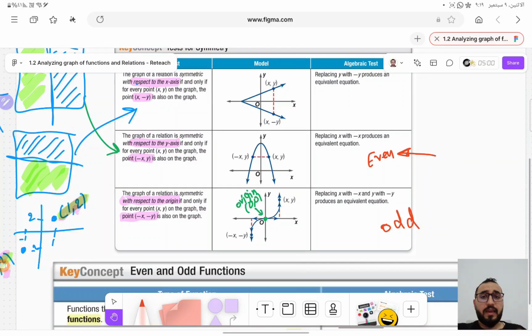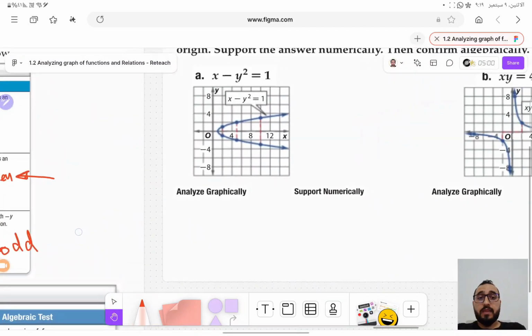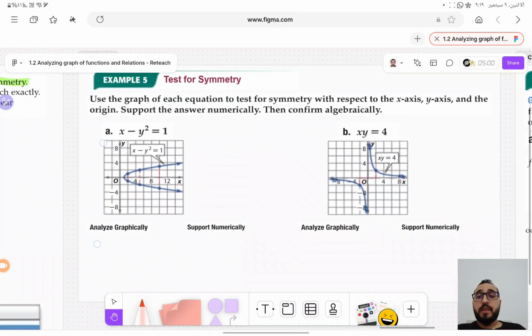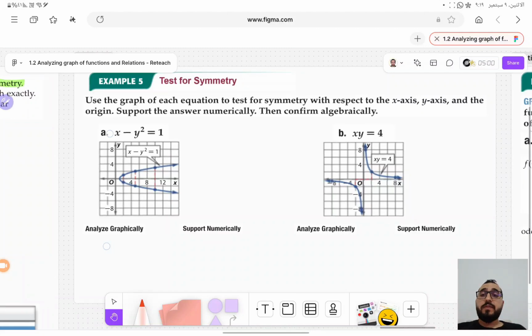Let's keep it for later and we will see what the respect will give us. Okay, now let's take some examples. Okay, now example 5, test for symmetry.